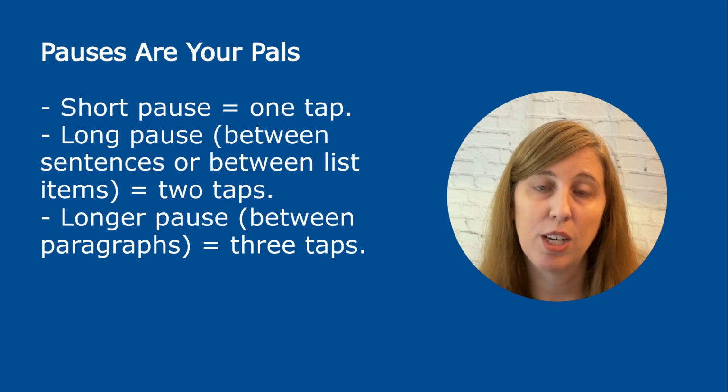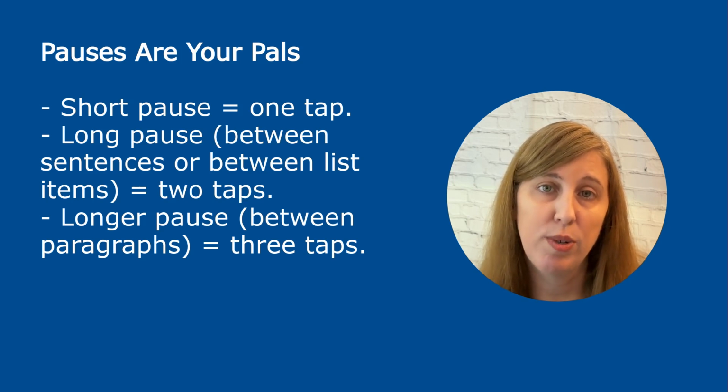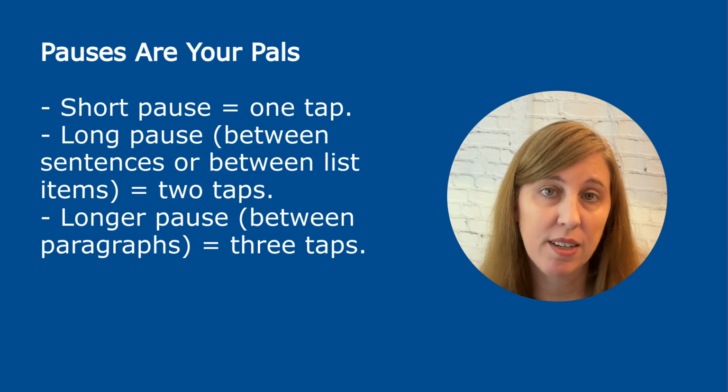You want to have a short pause or one tap when there's a comma. You want to have a longer pause or 2 taps between sentences or between list items if you are reading out different items on a list. And you want to have a still longer pause between paragraphs or about 3 taps. If you're tapping at a speed of about 120 beats per minute, that will work out really nicely.